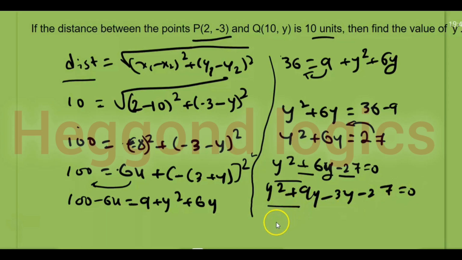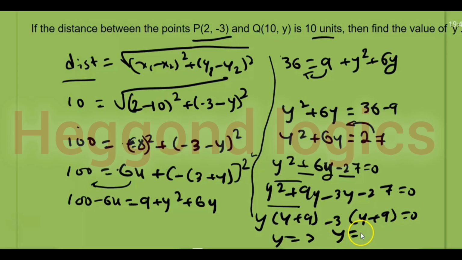From the first two terms, we take y common and remaining y plus 9. And here minus 3 take common and remaining y plus 9 is equal to 0. After that we are getting y is equal to 3 and y is equal to minus 9. And the y values are 3 and minus 9. Now move to the next question.